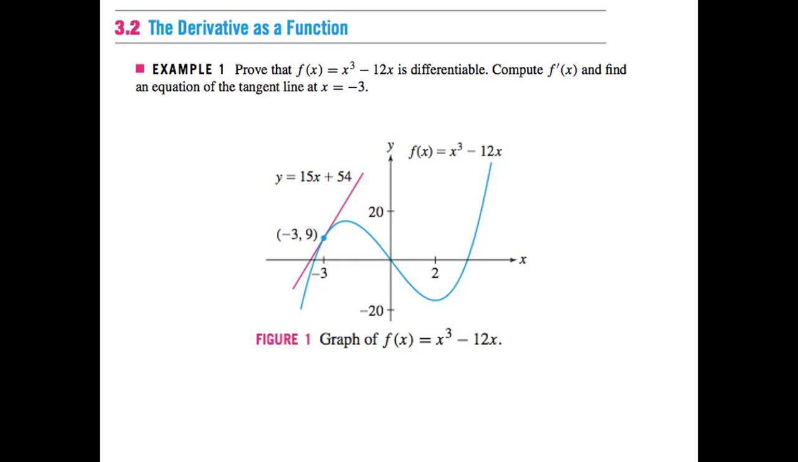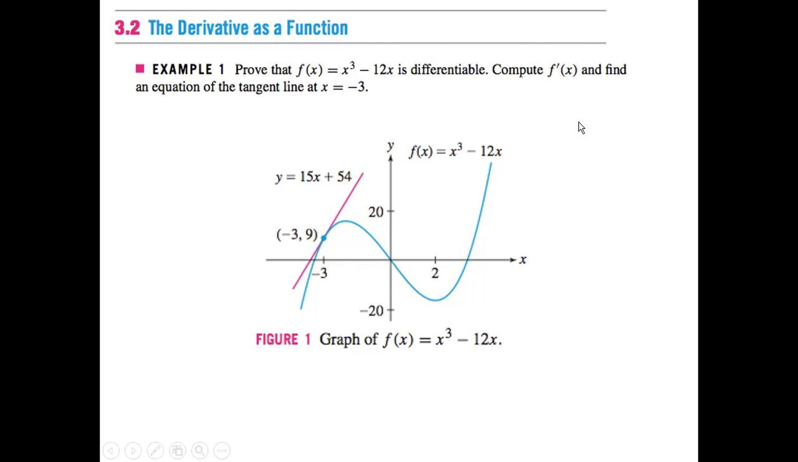So compute f prime of x for f of x equals x cubed minus 12x, and find an equation for the tangent line. And you get these nice pictures here. So x cubed minus 12x, that's what we call a cubic function. Cubic functions typically will have one local minimum and one local maximum. You see those two bends, and then they'll travel off to negative infinity and positive infinity. So all graphs of cubic functions typically have that character. And you see a visualization of the tangent line there.